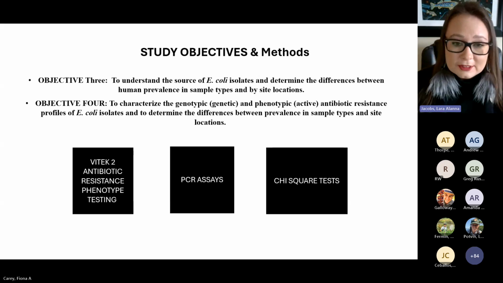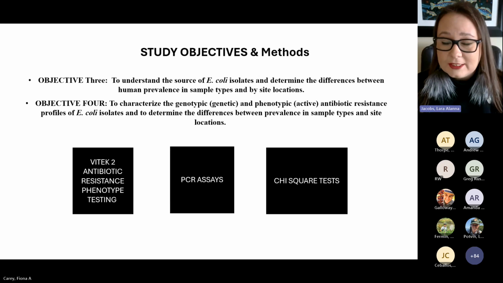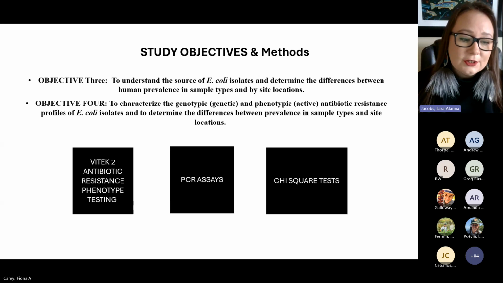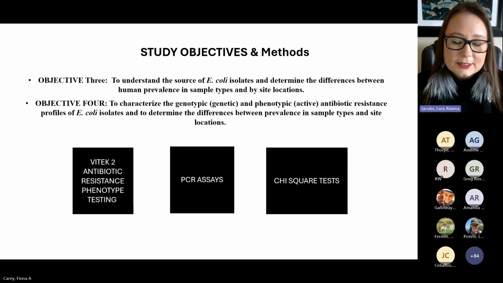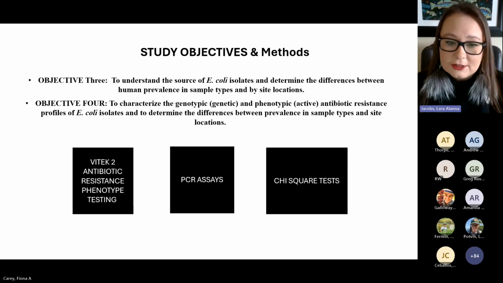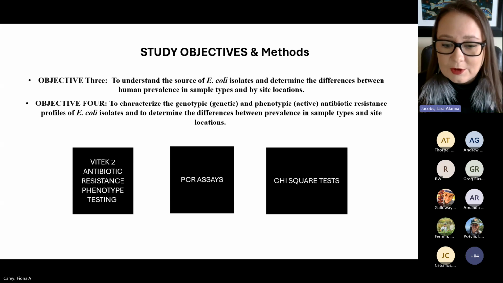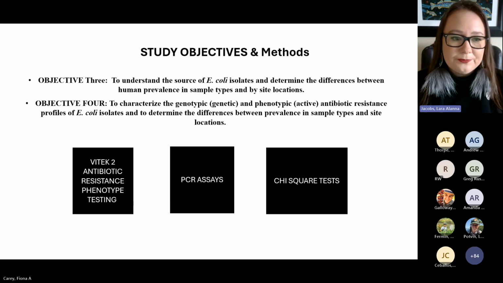So the methods that we used to understand this: we used Vitek2 testing to understand the phenotypic, or the active, resistance to antibiotics. And then we did PCR assays to understand the genotypic antibiotic resistance. And we also did chi-square tests.